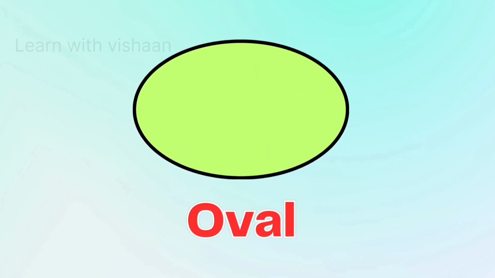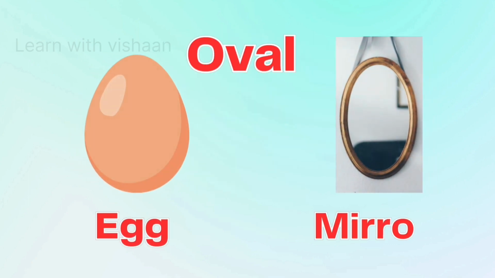Oval, oval. Examples of oval shape: egg, mirror.